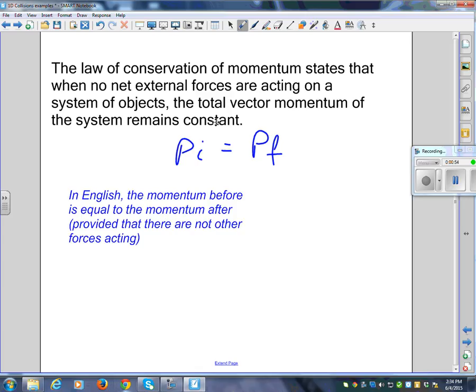There's no net delta P, that's correct, of the system. In English, the momentum before is equal to the momentum after, provided there are no other forces acting.